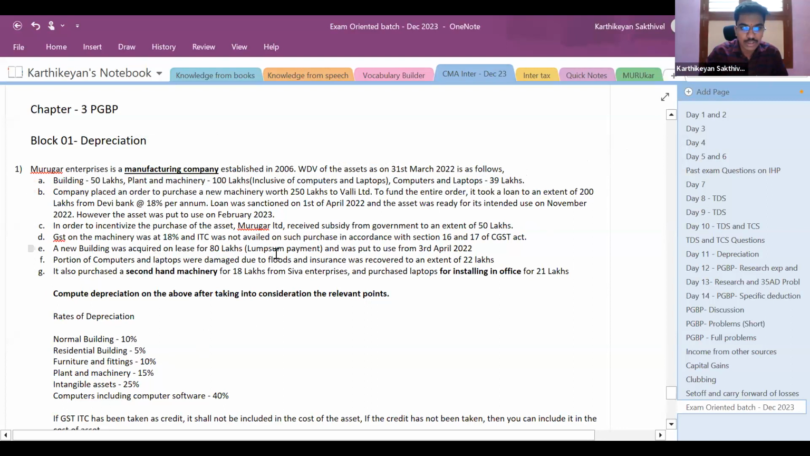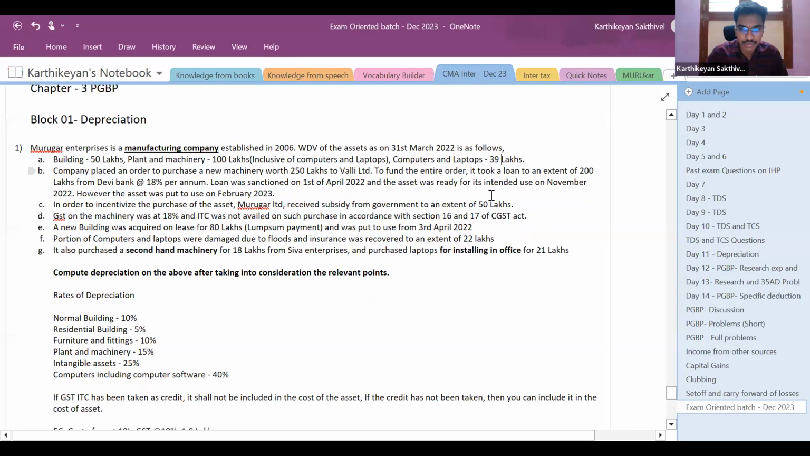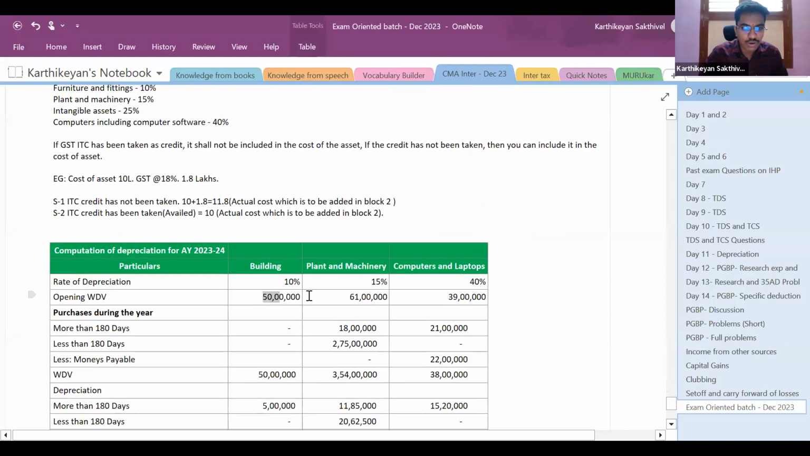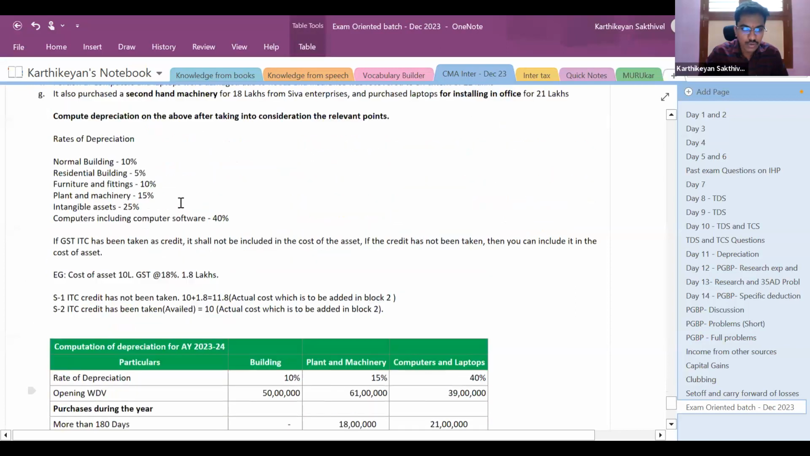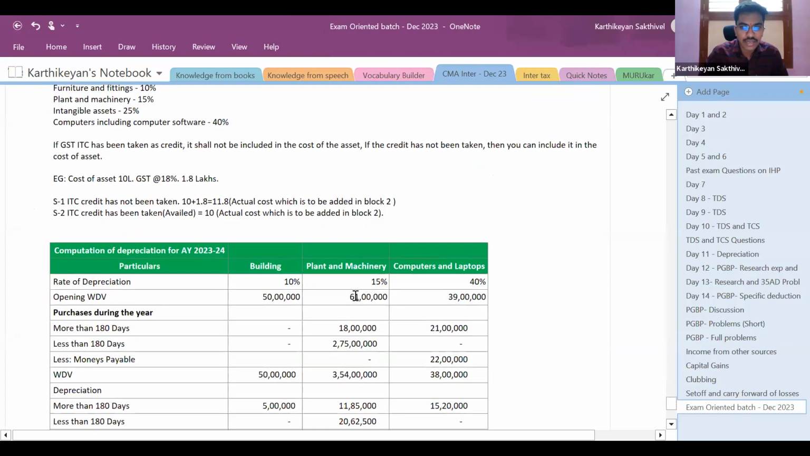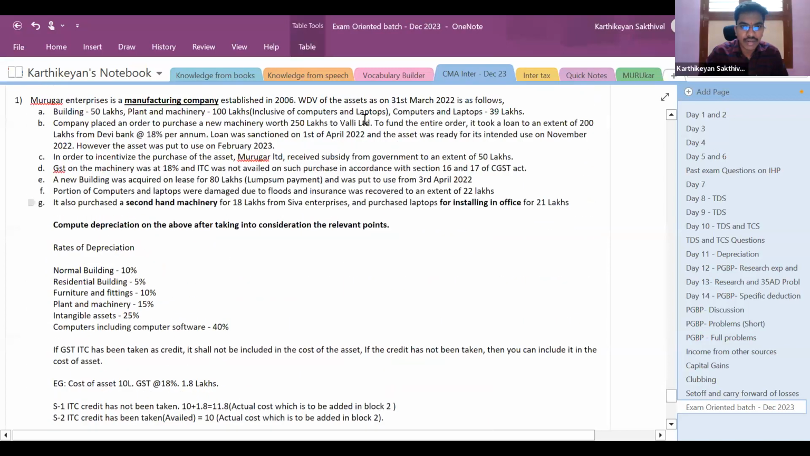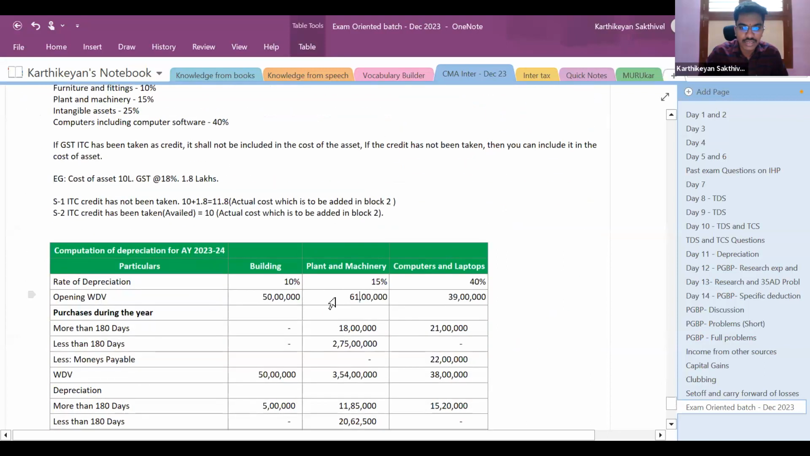So totally there are 3 blocks: one is building, next is plant and machinery, next is computers and laptops. The opening WDV rates are building 10%, plant and machinery 15%, computers and laptops 40%. Opening WDV 50 lakhs. Here, 100 minus 39, so what will be there? It will be 61, and the remaining 39 will come here.